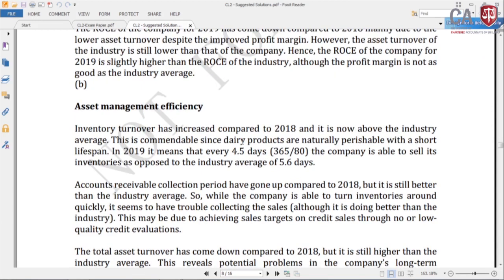Inventory turnover has increased compared to 18 and it is now above the industry average. This is commendable since dairy products are naturally perishable with a short lifespan.